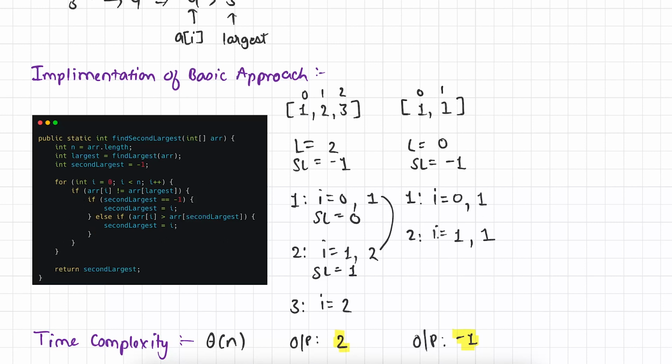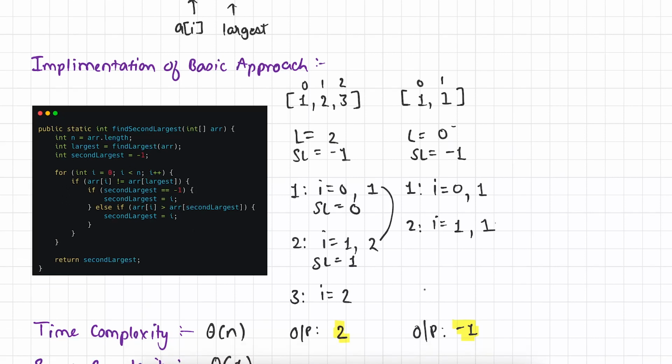In the next iteration i becomes 1, and at the first position we get 1 as the element, which is exactly the same as the element present at index 0. So at this point also we come out of this, and we never get into this if condition. In the third iteration, as we do not have 3 elements, the loop condition becomes false and we come out of the loop. In the end, we simply return the value of the second largest, which was set to -1. It means we did not find a second largest element.